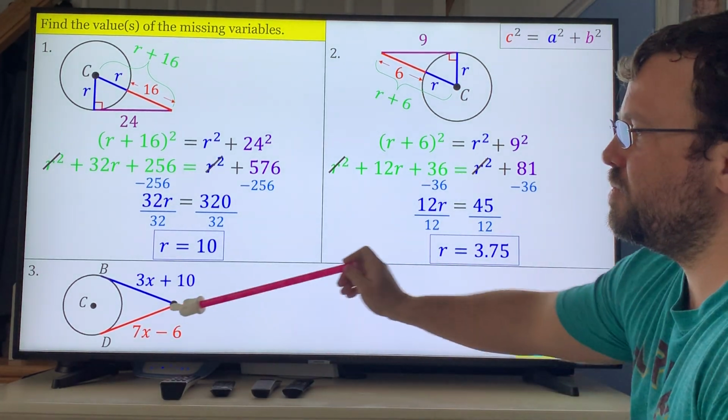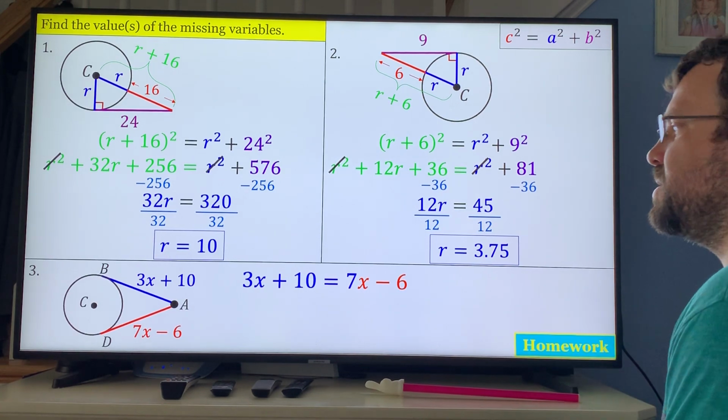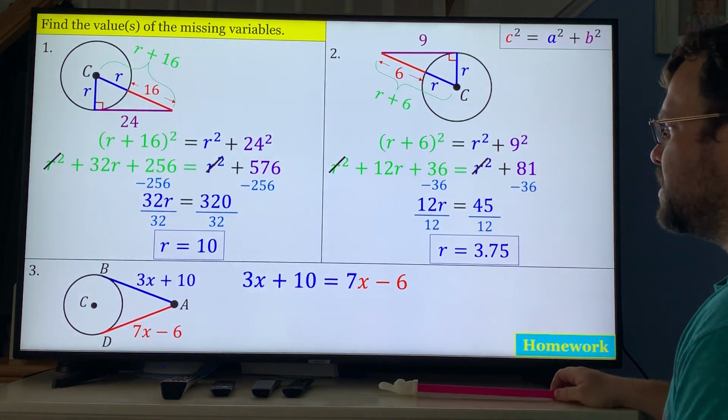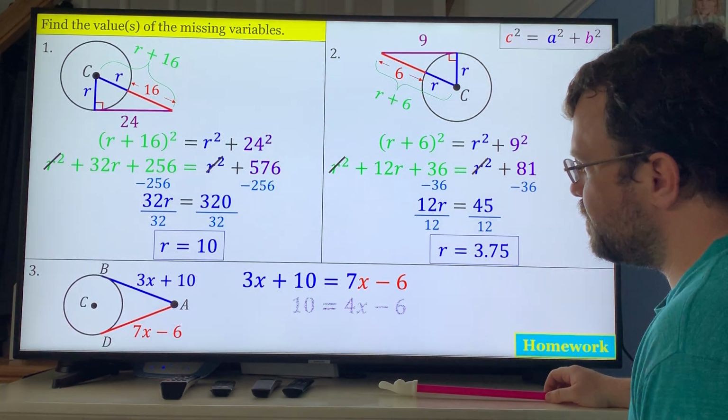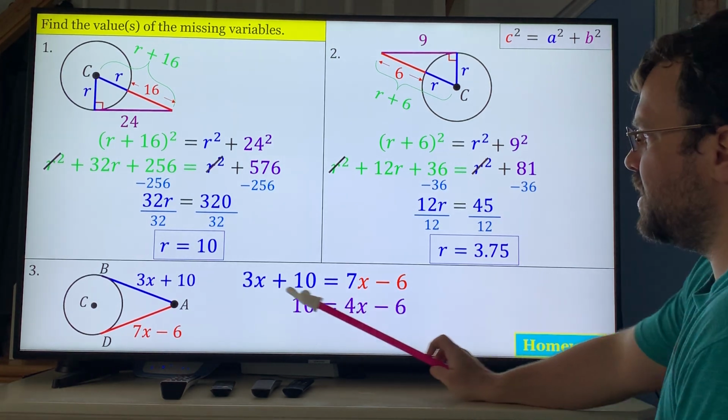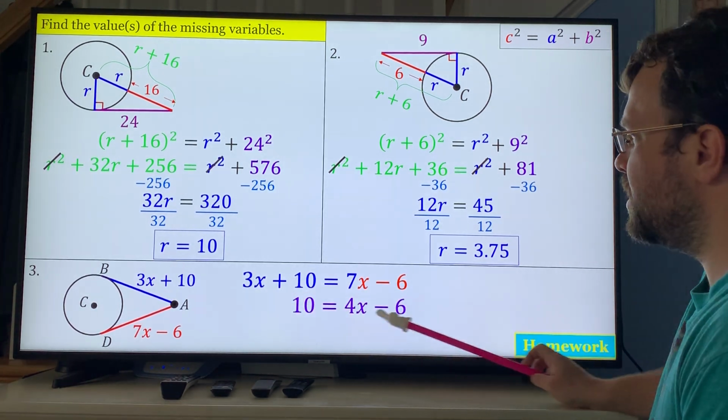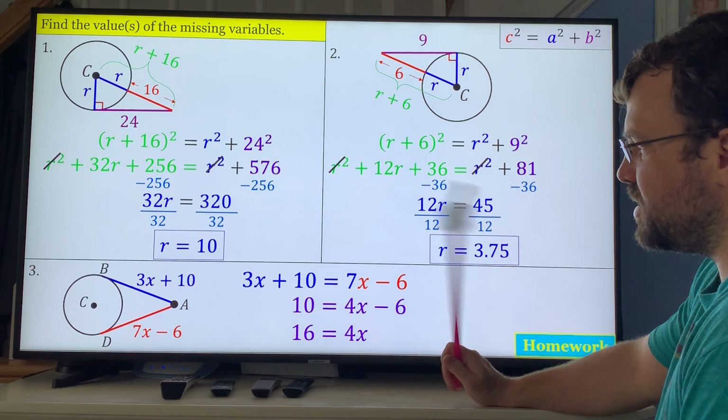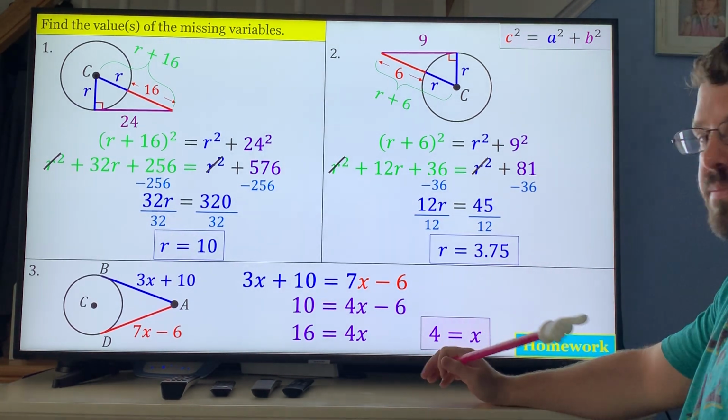And this one, they're both equal. 3x plus 10 equals 7x minus 6. Oh, my red got messed up. Subtracting 3x from both sides, 10 equals 4x minus 6. Add the 6 to both sides and divide by 4 to get x equals 4.